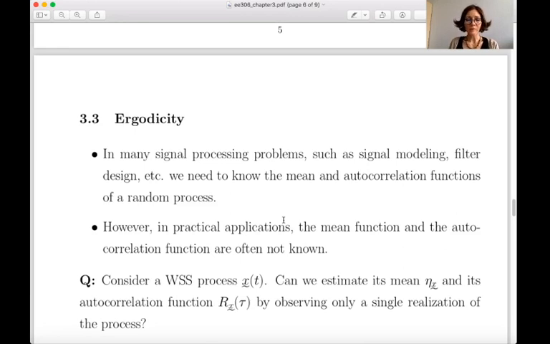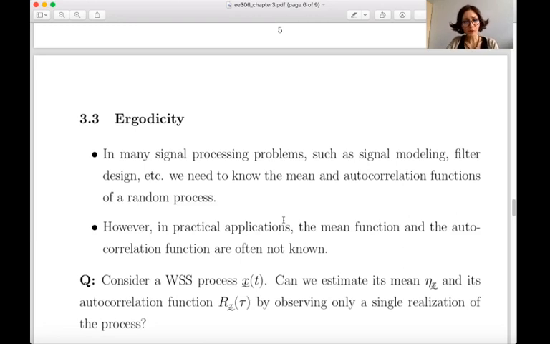However, there's a slight problem here. Assume that you're an engineer. You have an application where you would like to design some kind of filter on your input process. You say, okay, I'm modeling my input process as a random process. Very good, but then nobody gives you the formula of the random process, right? You have some kind of data, some signal, and you don't know the mean function, you don't know the autocorrelation function theoretically. Then to be able to design your filter, you have to estimate the mean function and the autocorrelation function. How can you estimate such a thing just by observing your data?